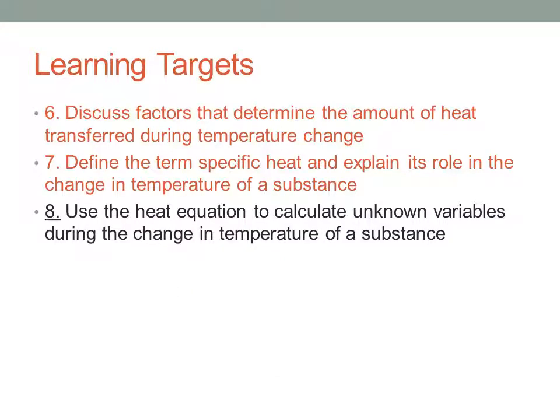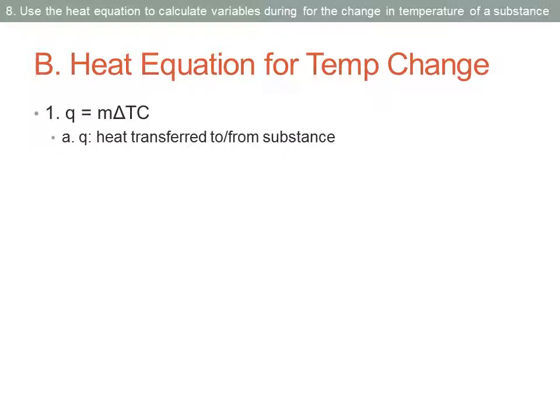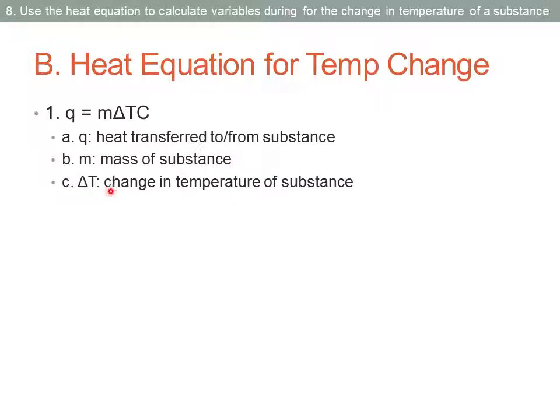Our last learning target: we want to be able to use the heat equation to calculate unknown variables during the change in temperature of a substance. The heat equation for temperature change looks like this. The equation is Q equals M delta T C, where Q is the amount of heat that is transferred to or from the substance, so Q means heat. M is the mass of the substance. Recall we said that the amount of material will determine how much energy is required, and that comes from the mass. Delta T, that is the change in temperature of the substance.